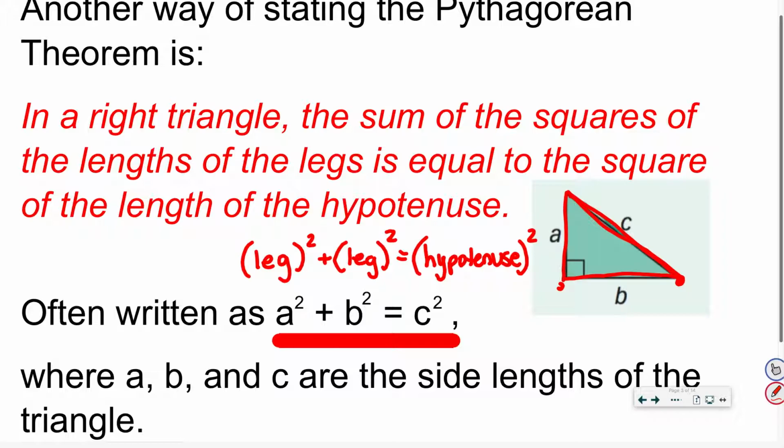So the formula here is that you're going to, and you'll see as we start to break this down, find the square of both sides, both legs, and add them together. And it will always equal the square of the hypotenuse. So the formula is a squared plus b squared equals c squared.